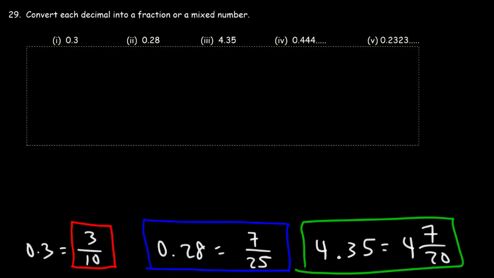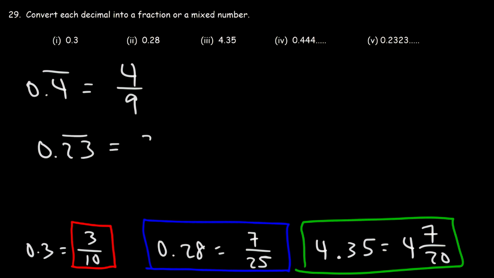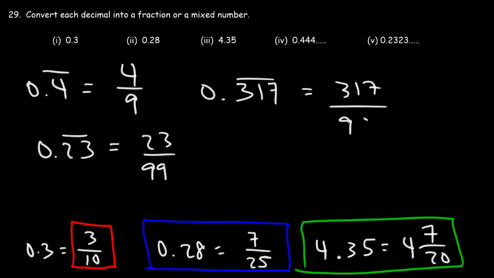Now let's move on to part 4. What is 0.4 repeating? 0.4 repeating is simply 4 over 9. That's it. Part 5, 0.23 repeating. This is going to be 23 over 99. So let's say if we have 0.317 repeating, this is going to be 317 over 999. Now you may have to check to see if you can reduce it, but we can't reduce this fraction. So that's what you can do if you have repeating decimals.